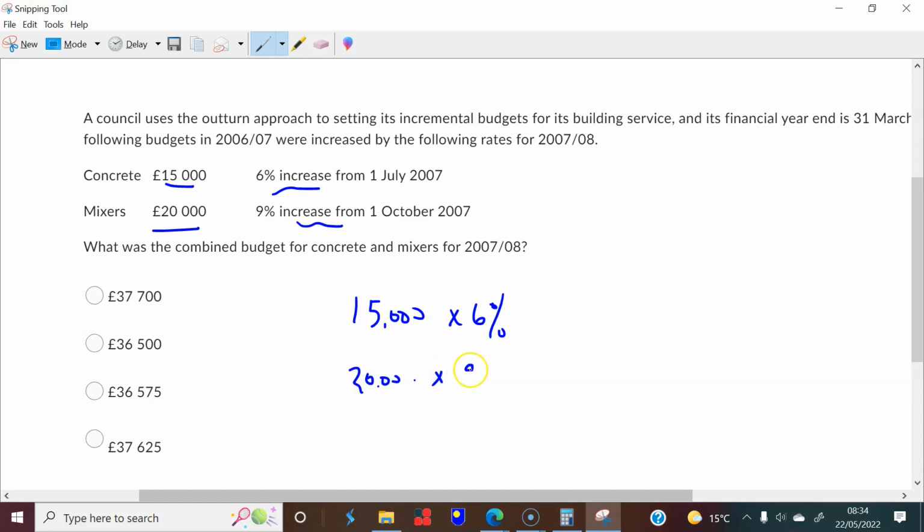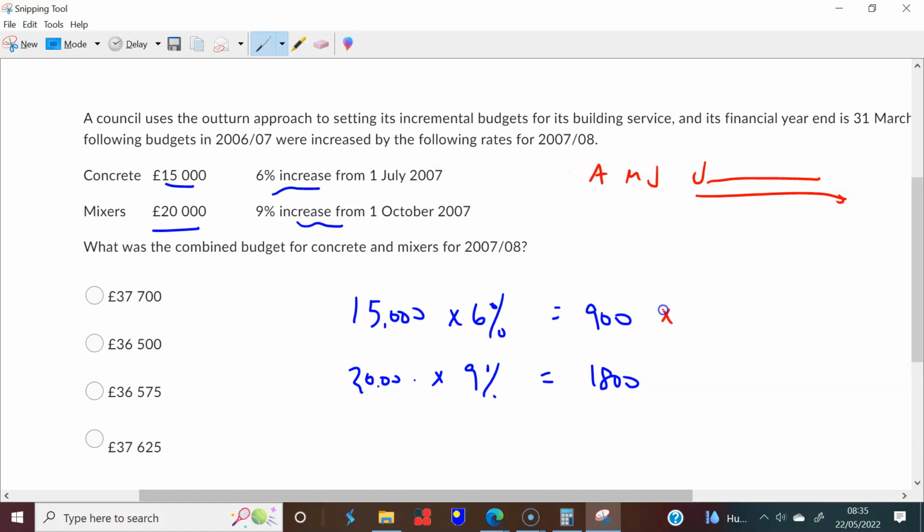20,000 times 9%. So this takes us to 6% here, takes us to 900, and this takes us to 1,800. I'll just change my pen color. Now this is from the 1st of July. So 1st of July is, if you like, April, May, June, and then July we're going up. So 9 months. So we have 9 months of this budget that will go in. Here, 1st of October: April, May, June, July, August, September, and then going forward. So we have 6 months of this budget that will be going through, that we'll add in.